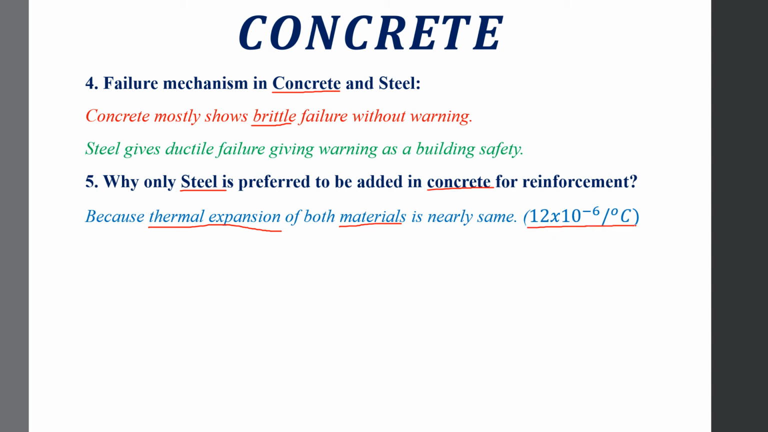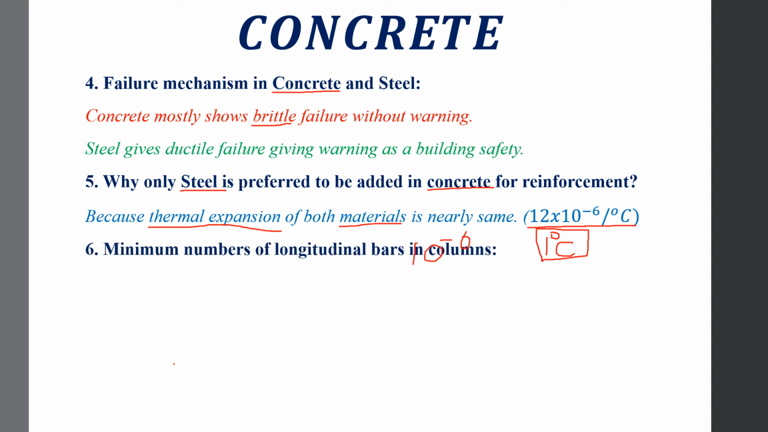That thermal expansion coefficient for both materials is 12 × 10^-6 per degree centigrade. It means that if you increase the temperature by 1 degree centigrade, both materials will expand by a value of 12 × 10^-6. Sometimes someone may ask the order of expansion; that will be 10^-6.